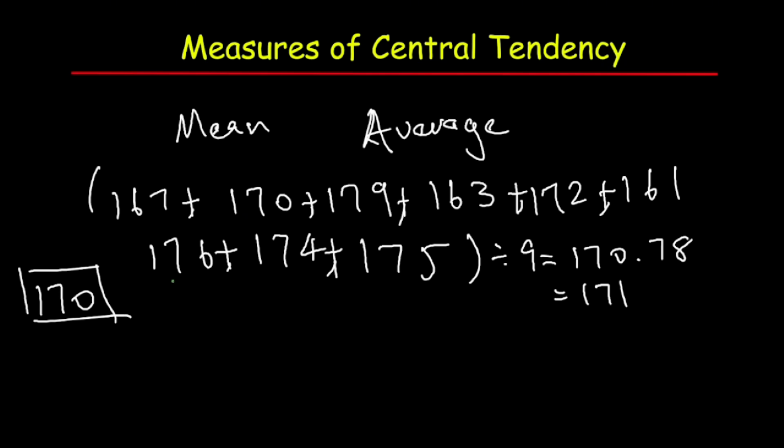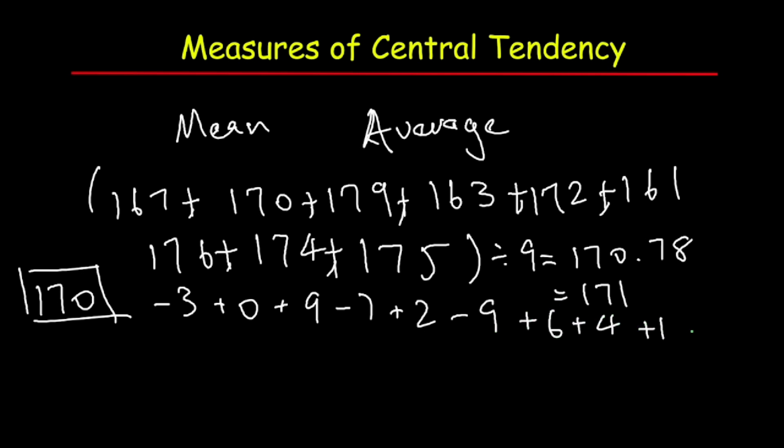Then I'm going to find the difference between each of the numbers and 170. So 167 and 170, that's a difference of -3. 170 and 170, that's a difference of 0. 179 and 170, that's 9. And then 163, 172, 161, 176, 174, and 175. Then I'm going to add this together, divide by 9, and then add this to the mean that I guessed.